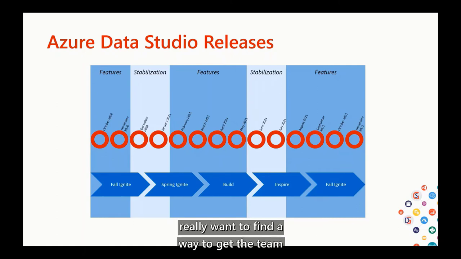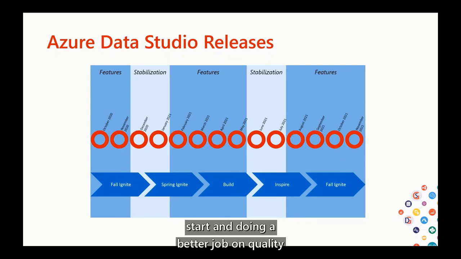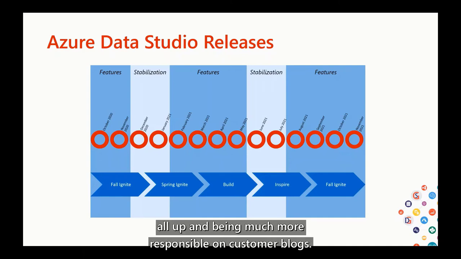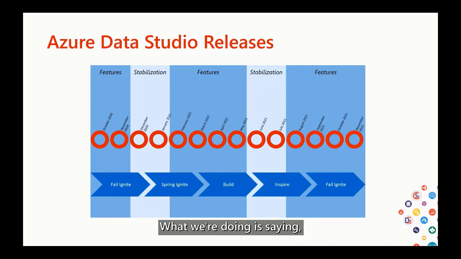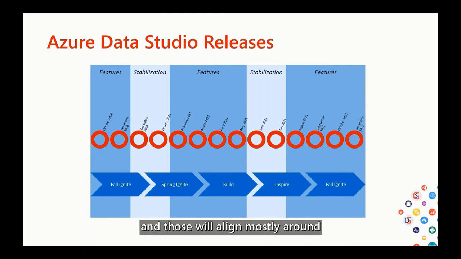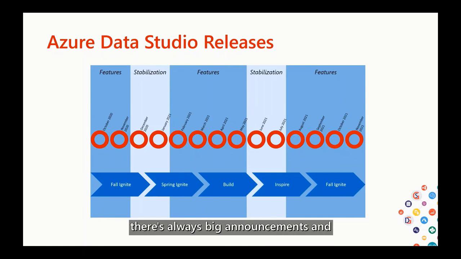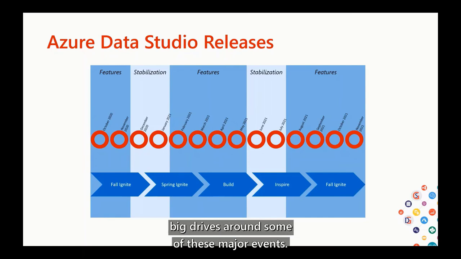And we really want to find a way to get the team motivated and energized around finishing the features we start and doing a better job on quality all up and being much more responsive on customer bugs. So what we're doing is saying, let's focus only two-thirds of the semester on new features, and those will align mostly around some of the big events, as you see here. I'm sure you've all seen there's always big announcements and big drives around some of these major events, and we're no different. We obviously are lighting up those experiences for those new features with our internal partners.